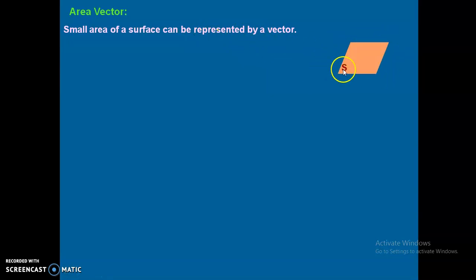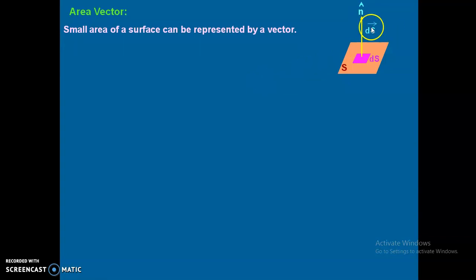Suppose there is a surface whose area is S. We choose a very small surface on this particular surface. Being very small, it will become dS. So the area vector will be acting in the perpendicular outward direction. The area vector always acts perpendicularly outward from the surface in this manner. And suppose the unit vector representing this direction is n cap.